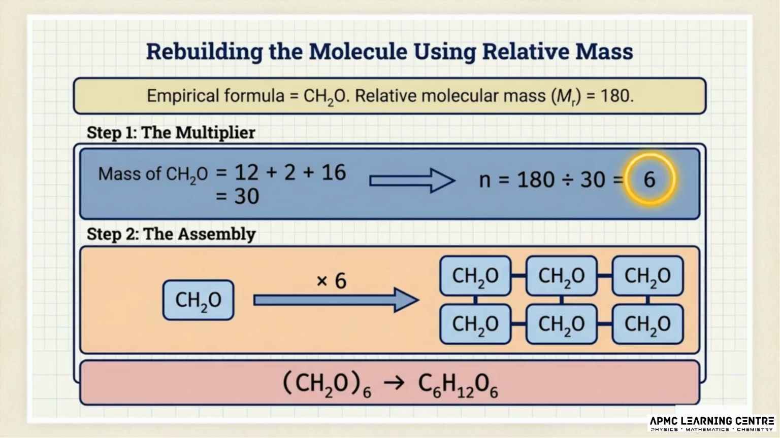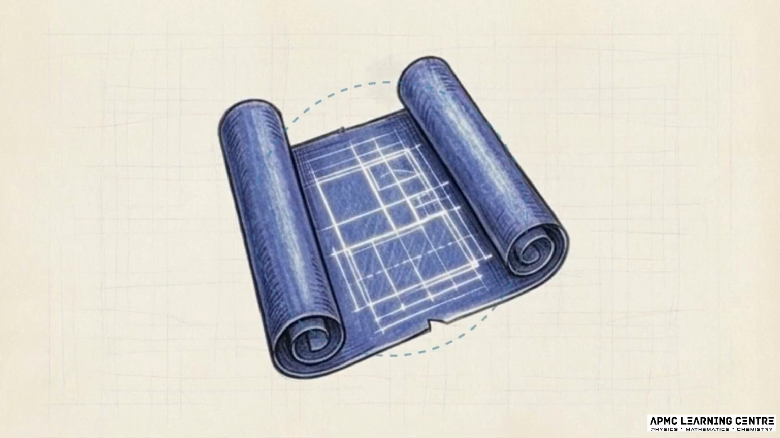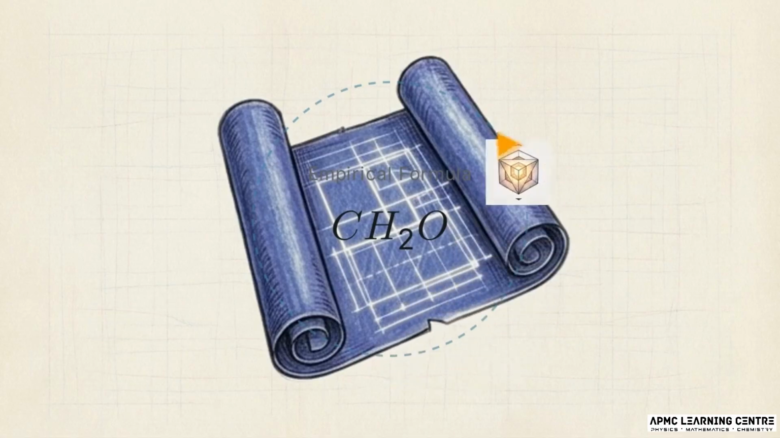In step 1, we take the given MR, or relative molecular mass of the substance, in this case 180. We divide that by the mass of our simple CH2O blueprint, which is 30. That gives us our multiplier, 6. Moving to step 2, the final assembly phase, we apply that multiplier of 6 to the CH2O base blueprint. This constructs the true molecular formula, C6H12O6. This two-way street, reducing down to analyze a base ratio and scaling back up to assemble the final structure, is the complete cycle chemists use to decode the invisible world.